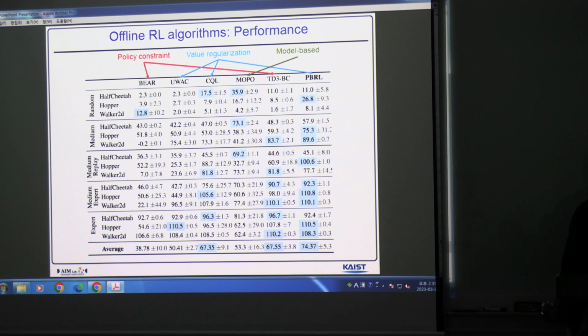So here is the comparison of the performance of the different kinds of methods. In this slide, I only introduce policy constraint and value regularization, and another method is model-based. You can see that currently value regularization still has a high performance.